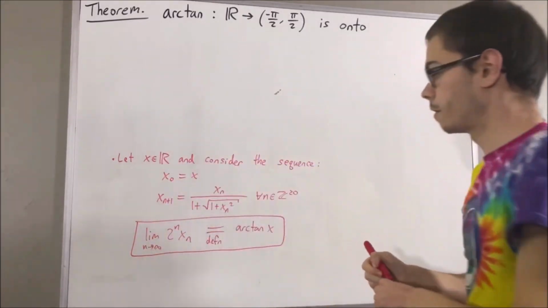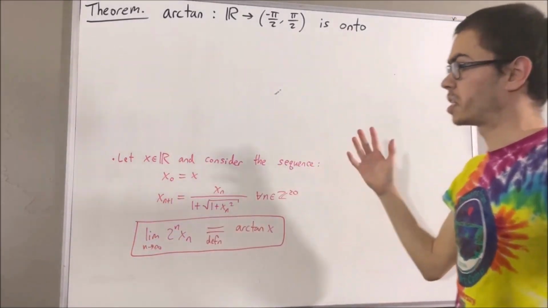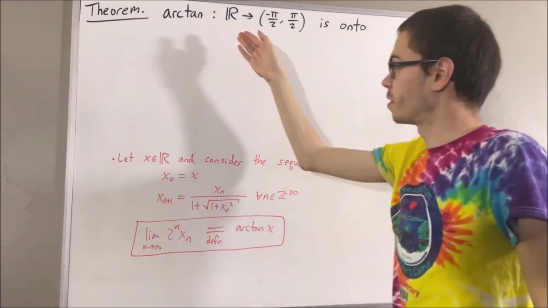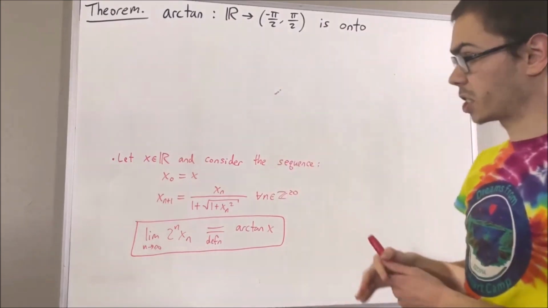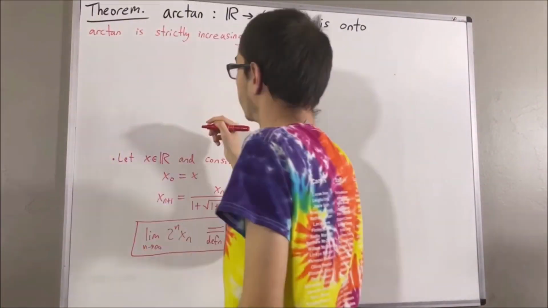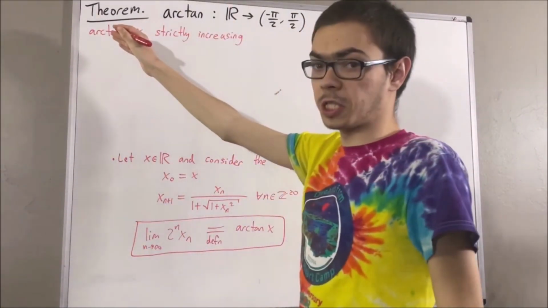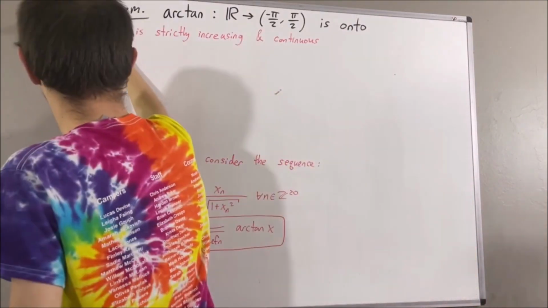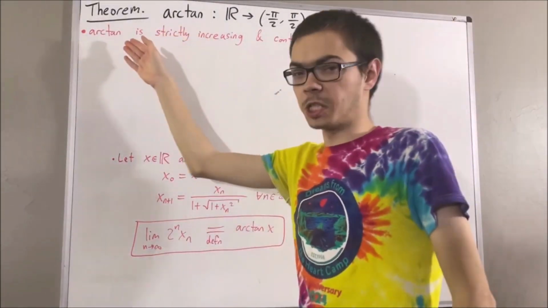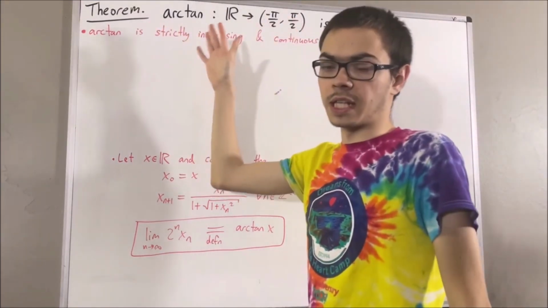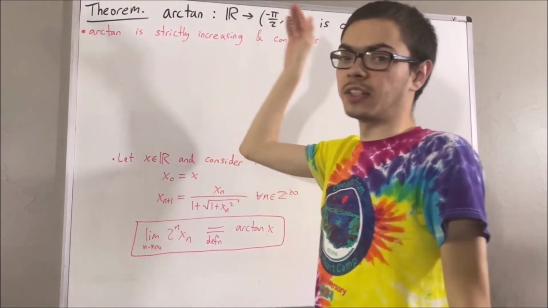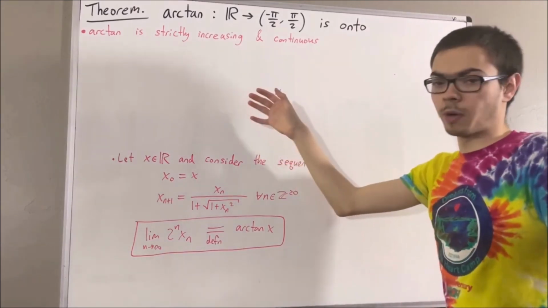Right? And from here, we've proven several properties of the arctangent function. One of which is that the arctangent function is a strictly increasing function. And also, the arctangent function is continuous. We also proved that the arctangent function is bounded. From there, that told us that the arctangent function has a least upper bound and a greatest lower bound.